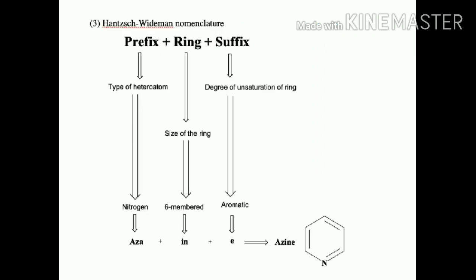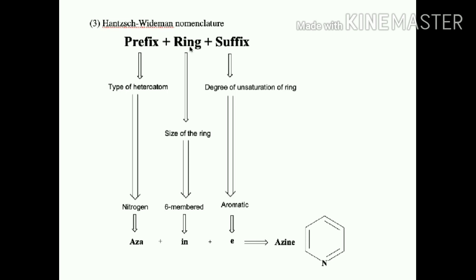And the third type of nomenclature is Hantzsch-Widman nomenclature. Here we consider the prefix, ring or root word, plus we add a suffix. So how do we decide the prefix? It is decided by the type of heteroatom present. In this case the heteroatom present is nitrogen. So in heterocyclic chemistry nitrogen is called aza.